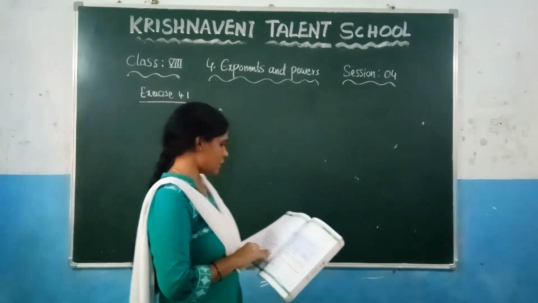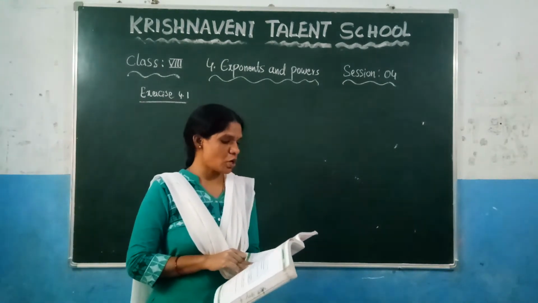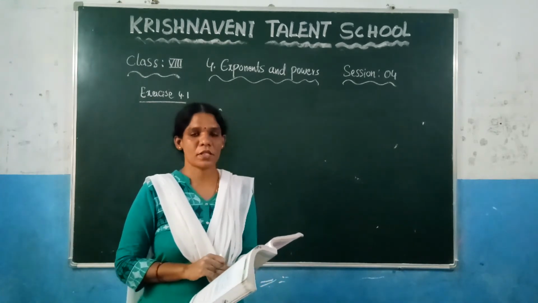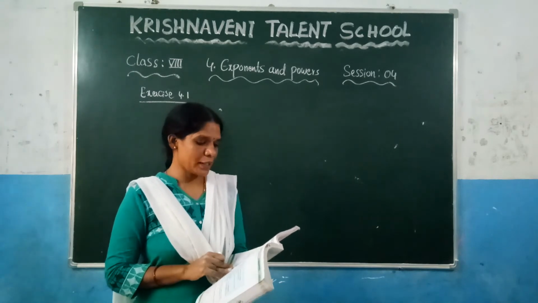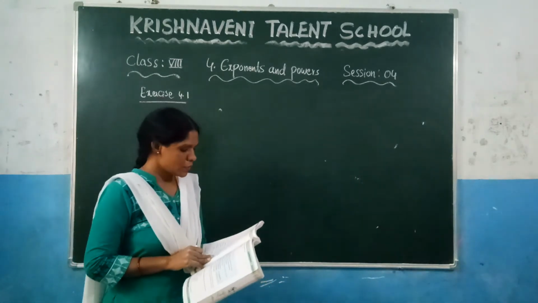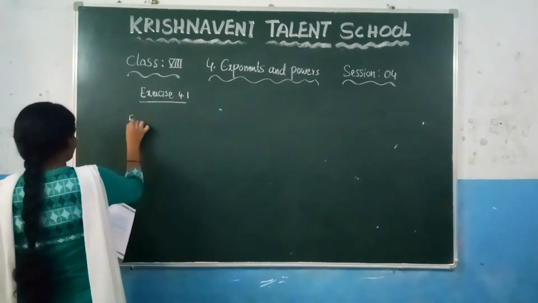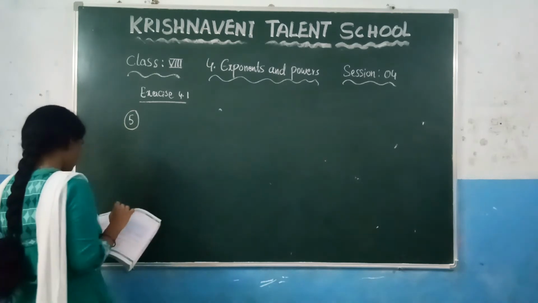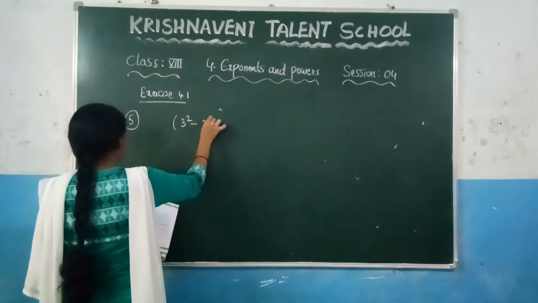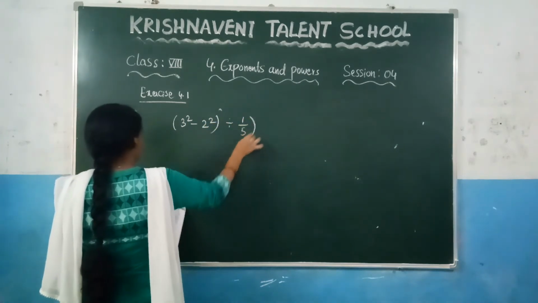Simplify and give reasons. Here also they have given some expressions and you need to solve those expressions and you have to state the reasons. That means which law of exponent you are applying there to solve or simplify those expressions. Now see the first question, the fifth one: 3 square minus 2 square divided by 1 by 5 whole square.